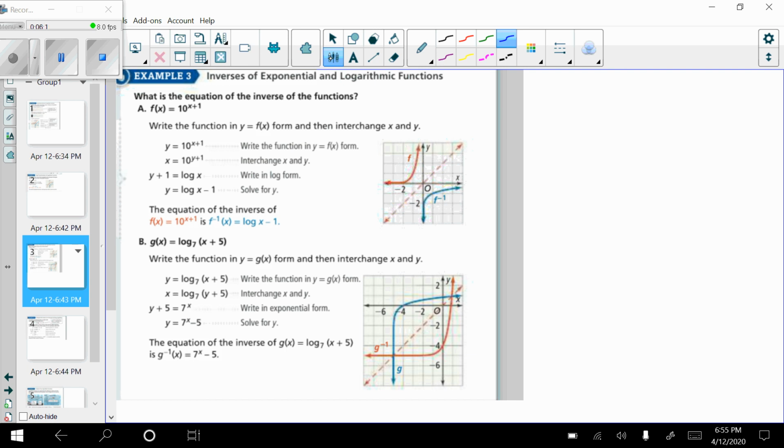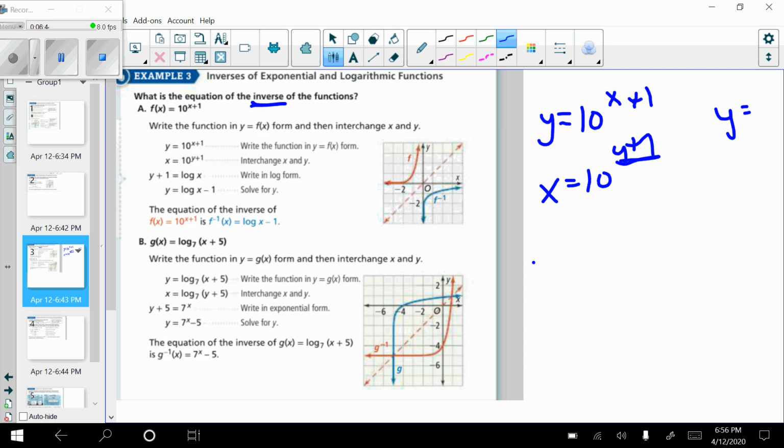All right, so what is the equation of the inverse of this? So literally, I have f of x, which is really a y, equals 10 to the x plus 1. Well, what I need to do is switch the x and y, so this is going to become x equals 10 to the y plus 1. And then now I got to make this say y equals. So I got to get everything away from it. So the way that they do this is they say, hey, this is an exponential power. If I make it into log form, then it will get this exponent gone.